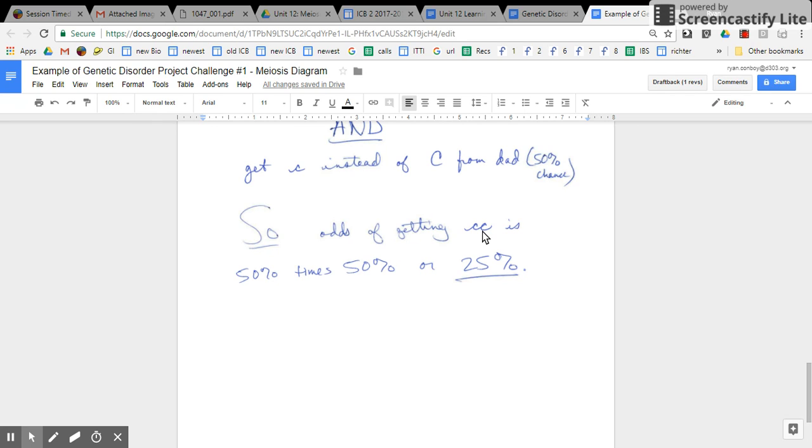So that's an example of completing the first challenge task for your genetic disorder project. What your outcome might be is perhaps different than mine based on how the disorder works, but hopefully this is something you can do.